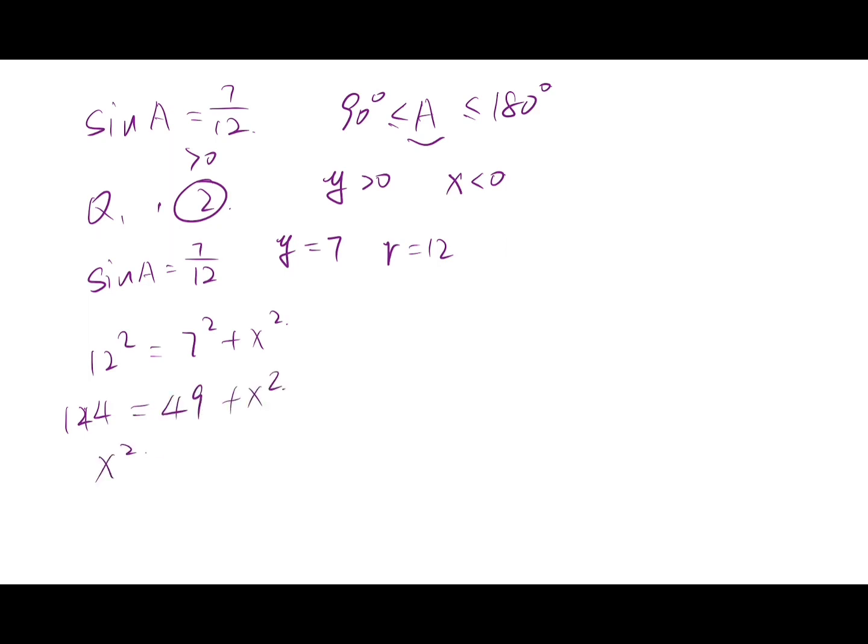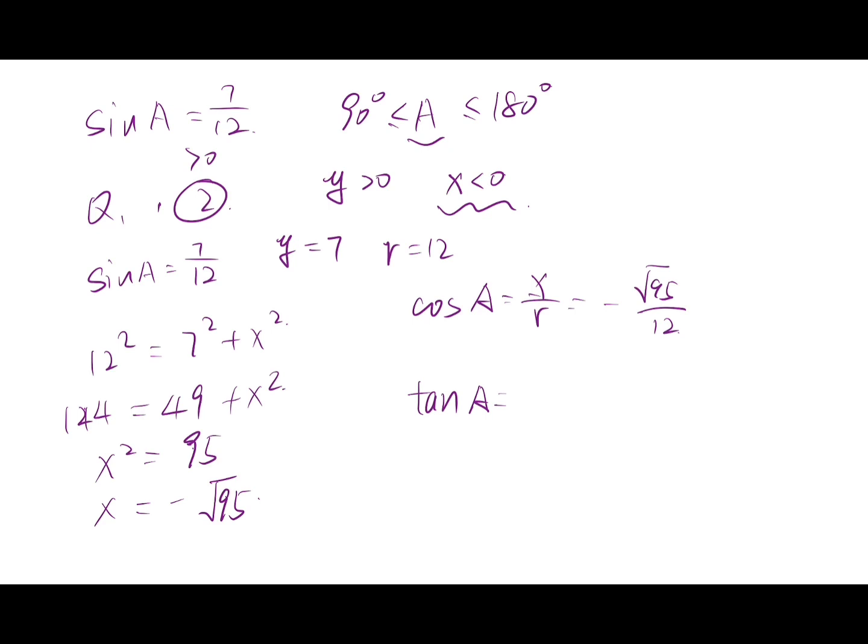144 equals 49 plus x squared, so x squared equals 95 and x equals positive square root 95 or negative square root 95. But x is negative, so this is negative. Then cosine A equals x over r, so it's negative square root 95 divided by 12. And tangent A is y divided by x, so it's 7 divided by negative square root 95. We need to rationalize the denominator, so we multiply by square root 95 on both parts, so it's negative 7 square root 95 over 95.